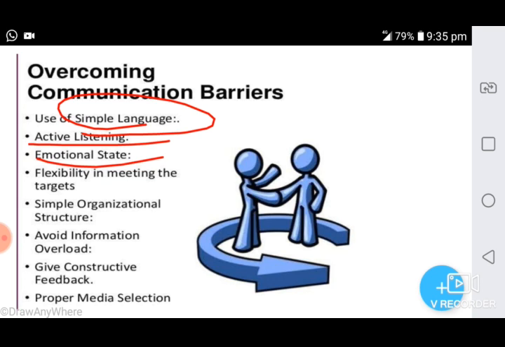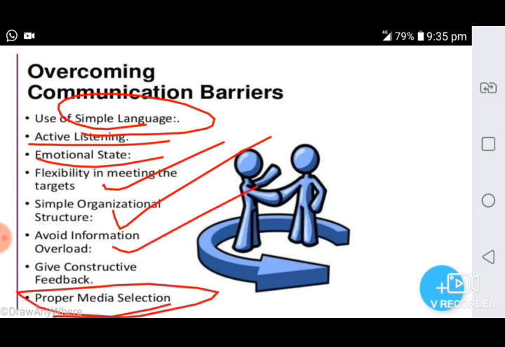Then flexibility in meeting the target and a simple organizational structure can reduce the organizational barrier and avoid information overload. Proper media selection is helpful to reduce the channel barrier. Then an important one is feedback. Give constructive feedback. Feedback is the receiver's response. It is very important in communication. It enables the sender to evaluate the effectiveness of the message. Without feedback, communication remains incomplete. So these are the certain tips to overcome communication barriers.